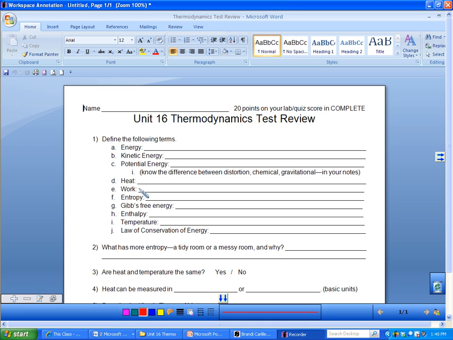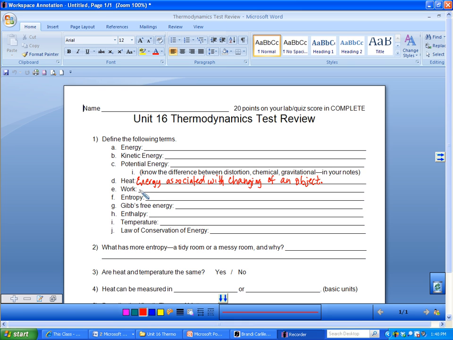All right, heat is the energy associated with the changing temperature of an object. So as an object cools down, heat is given off. As an object heats up, energy is taken in.